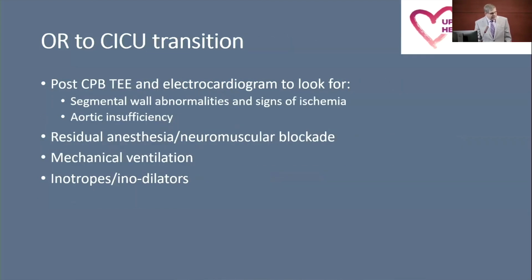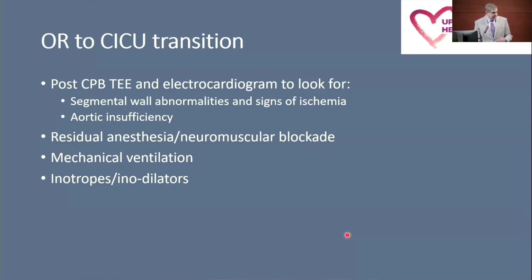As the child finishes the operation and gets off bypass, it's critically important to assess for segmental wall abnormalities, signs of ischemia, and aortic insufficiency. That's done with our expert colleagues with a TEE in the OR. And as the child gets to the CICU following that, assuming that those were not significant findings, we perform a 12-lead ECG and an echo routinely.